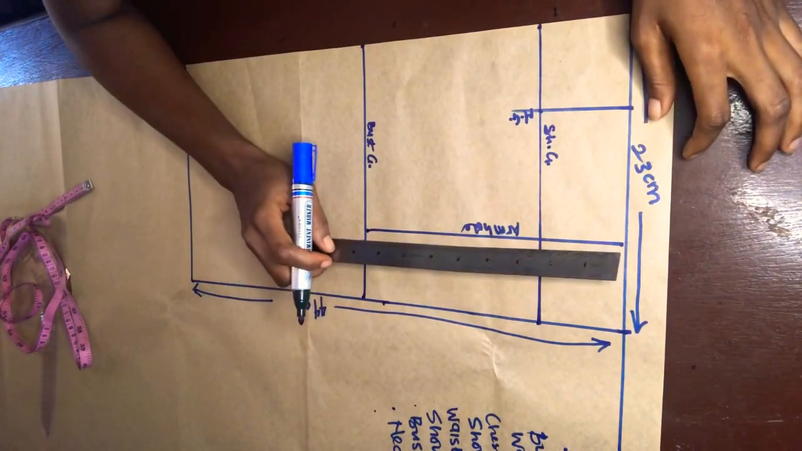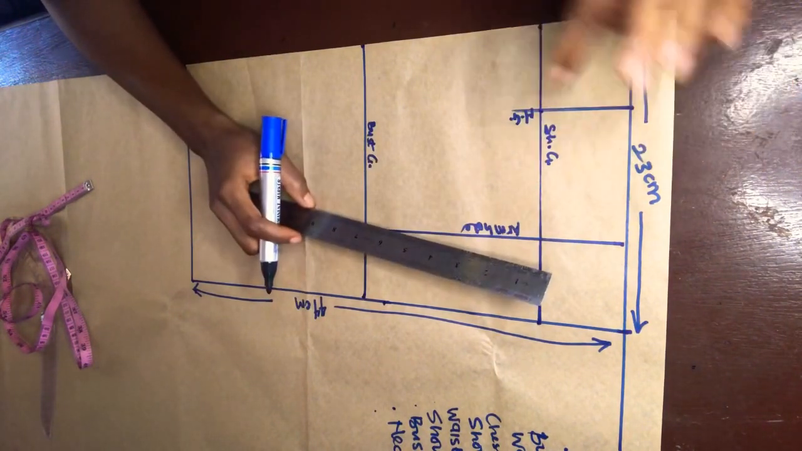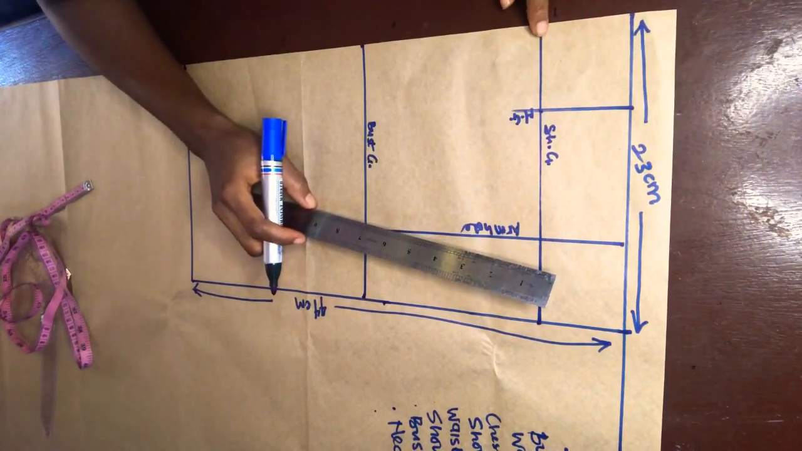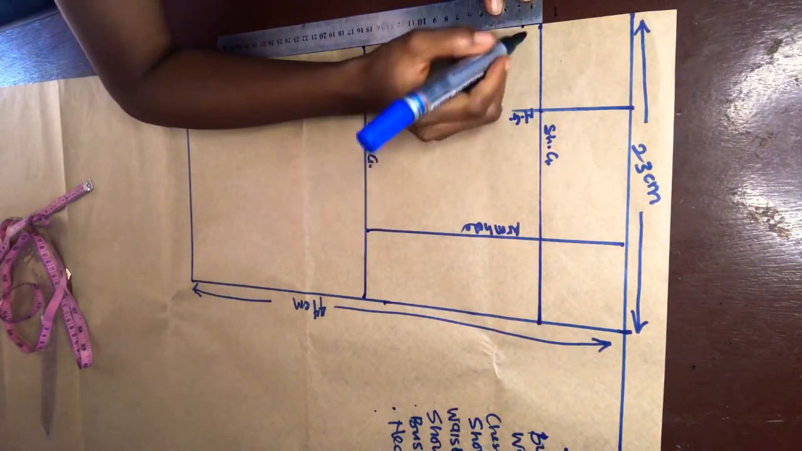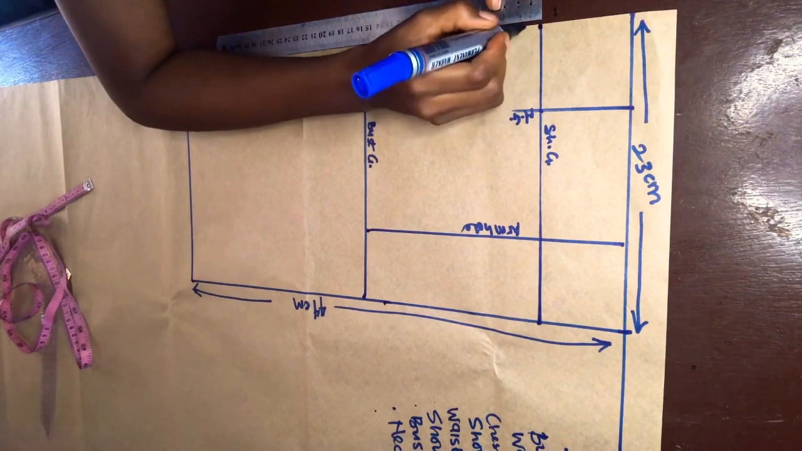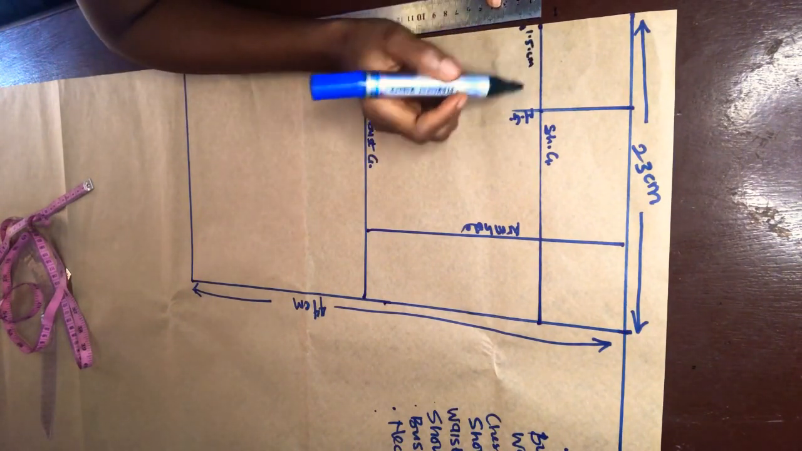Now we are going to draw out the neck hole for the front. That's the center front, so that's where the neck hole will be. Below the shoulder guideline, we will come down 1.5 centimeter. Just right there, 1.5 centimeter.